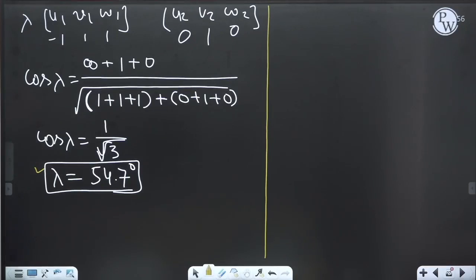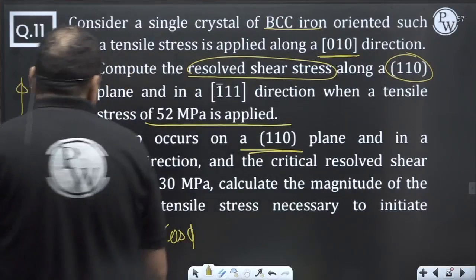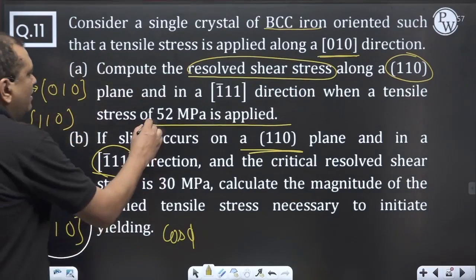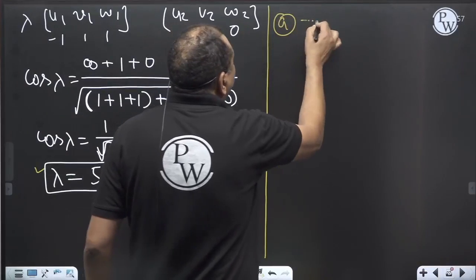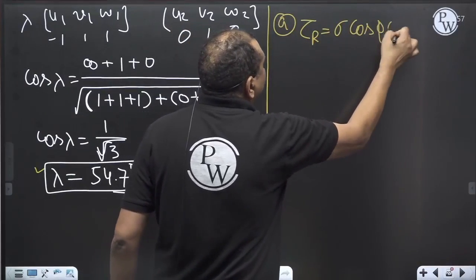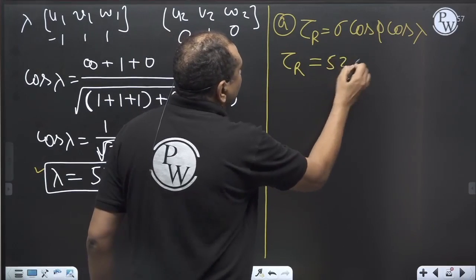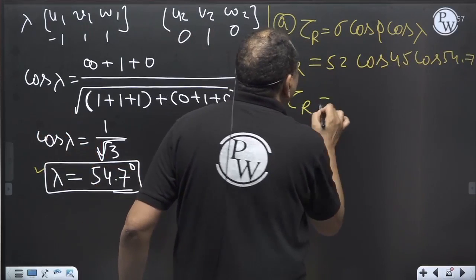Okay. Now we have to calculate the resolved shear stress. And for resolved shear stress, applied stress is 52 MPa. So answer A: resolved shear stress is sigma cos phi cos lambda. So resolved shear stress is 52 cos 45 cos 54.7. You will get the resolved shear stress value.